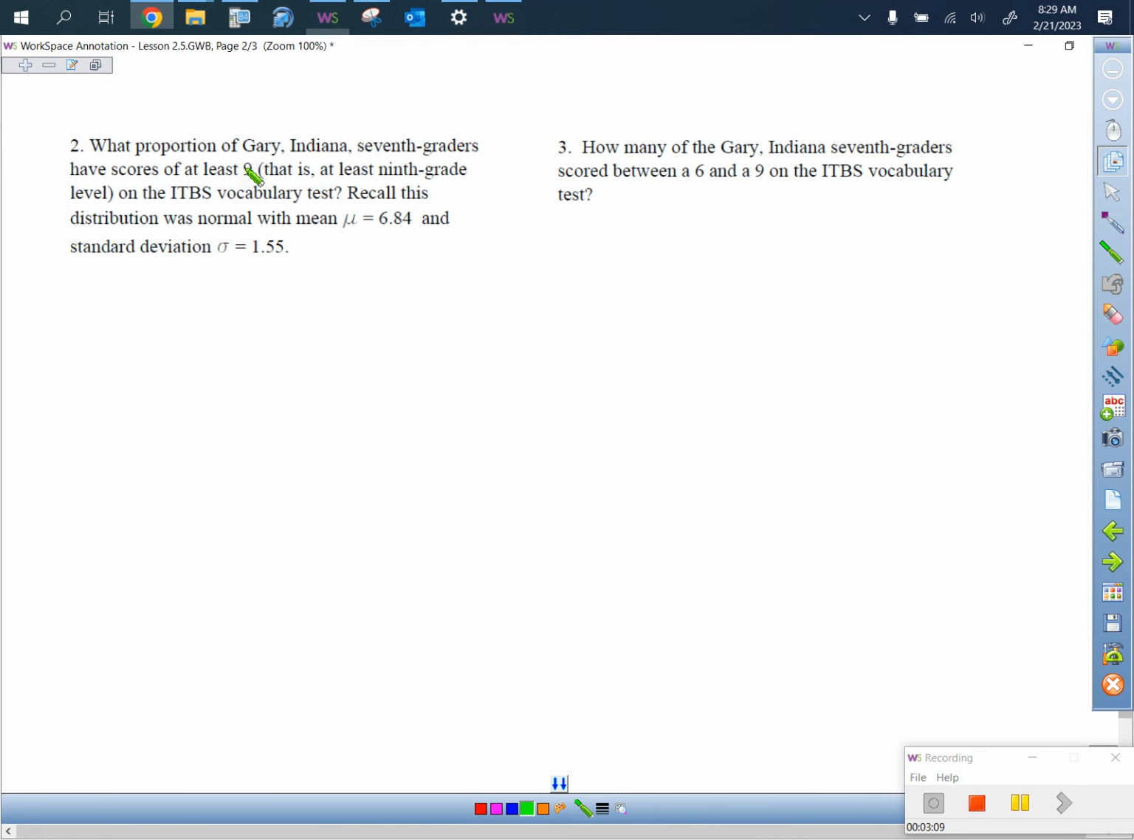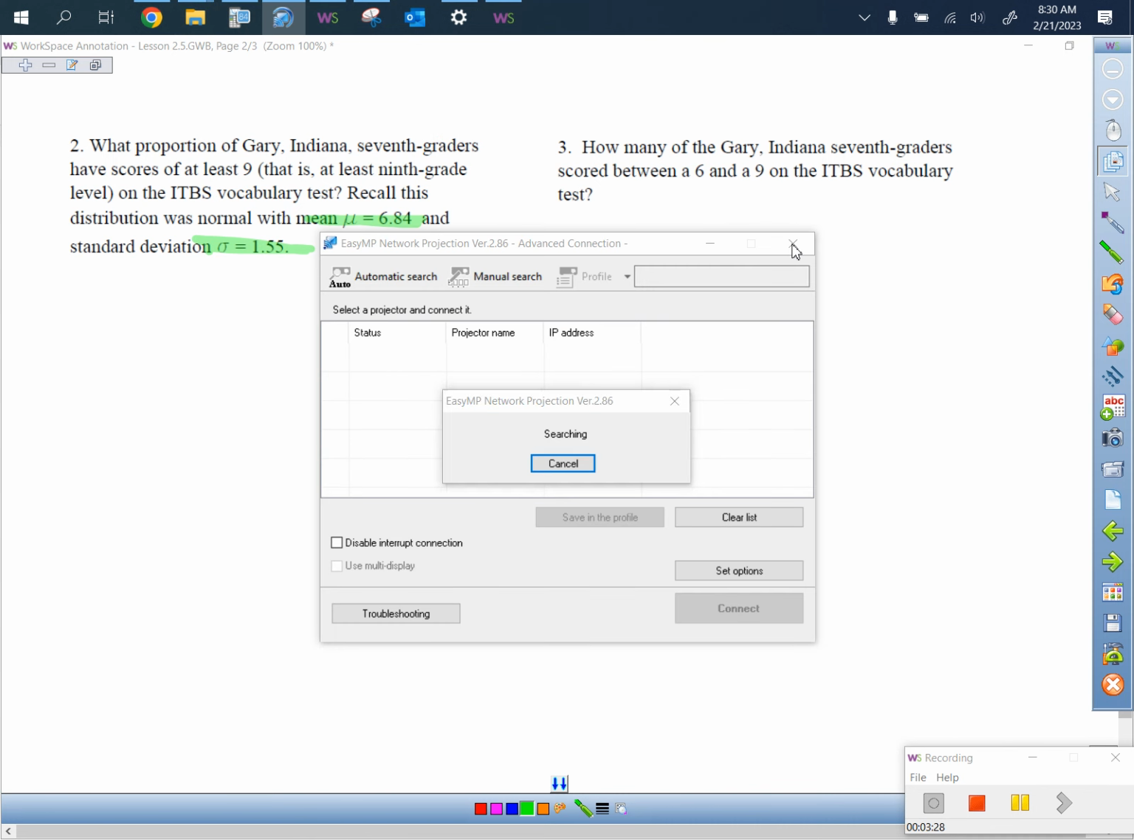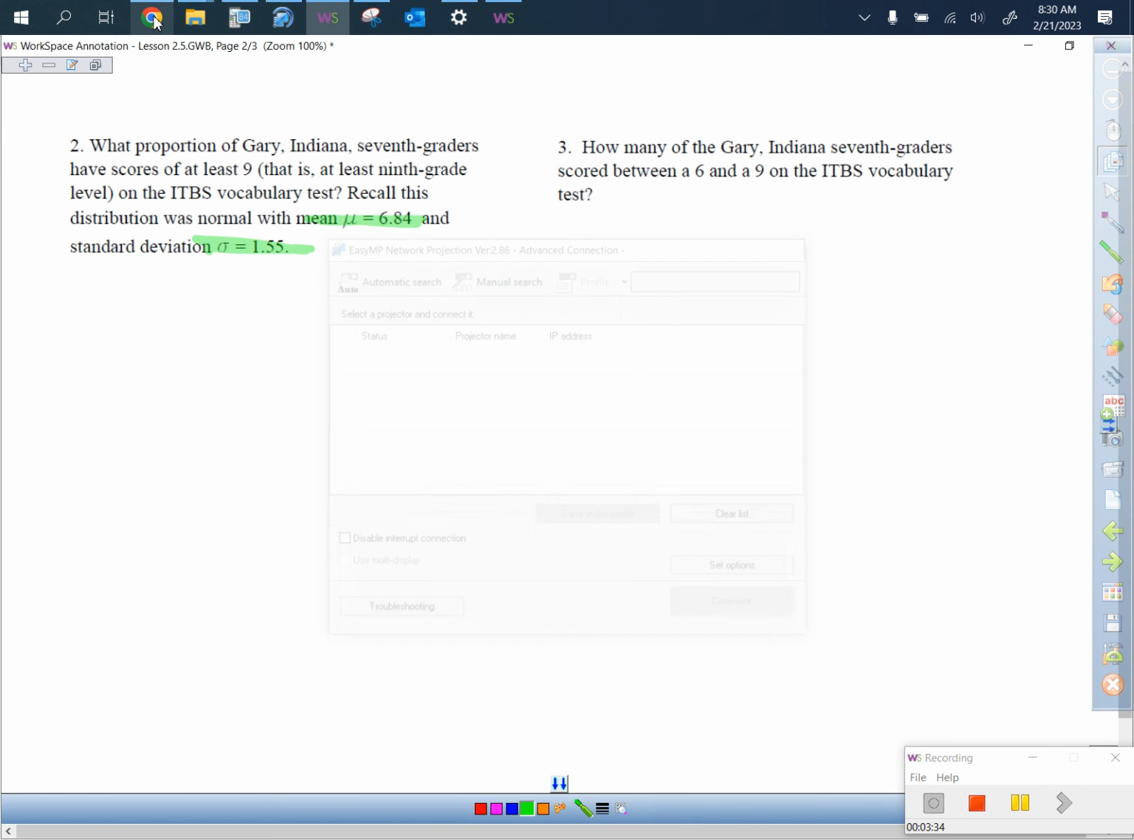You know, so they keep bringing up this Gary, Indiana 7th graders ITBS vocabulary scores. They ask, like, what proportion of those had a score of at least 9? Well, they're nice enough to refresh my memory about the data, even though we don't see it. It had a mean of 6.84 and a standard deviation of that, so let's put it in the applets. Holy cow, am I hitting all the wrong buttons today? Sorry, video viewers. I keep hitting the wrong buttons.